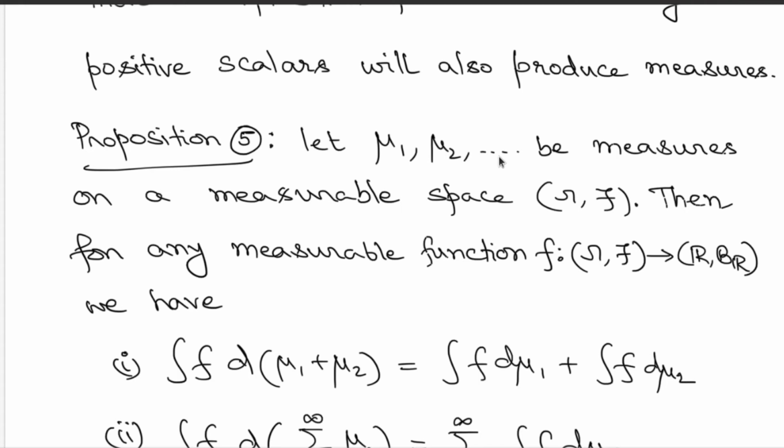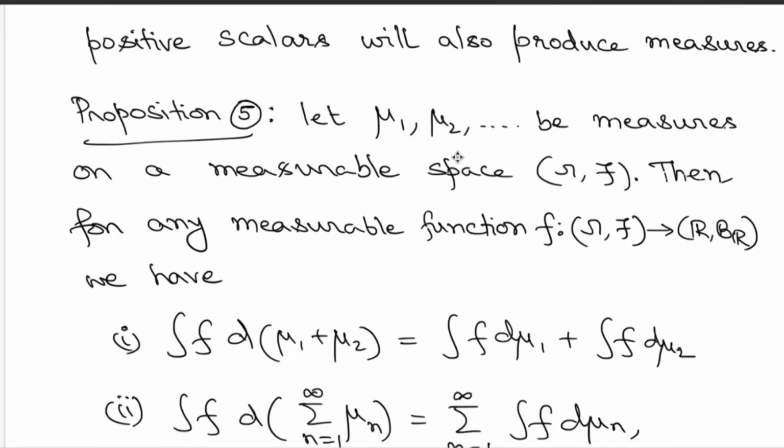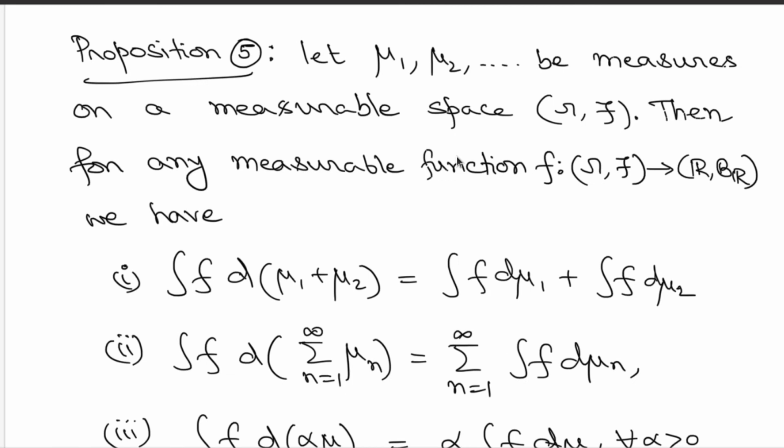Alright, but then there was also another operation which was scalar multiplication, right? So if you choose positive scalars and multiply them to a measure, then you get other measures. In fact, we had used such operations to scale finite measures to probability measures. But of course, given any general measure, you can multiply by a positive scalar and get other examples of measures.